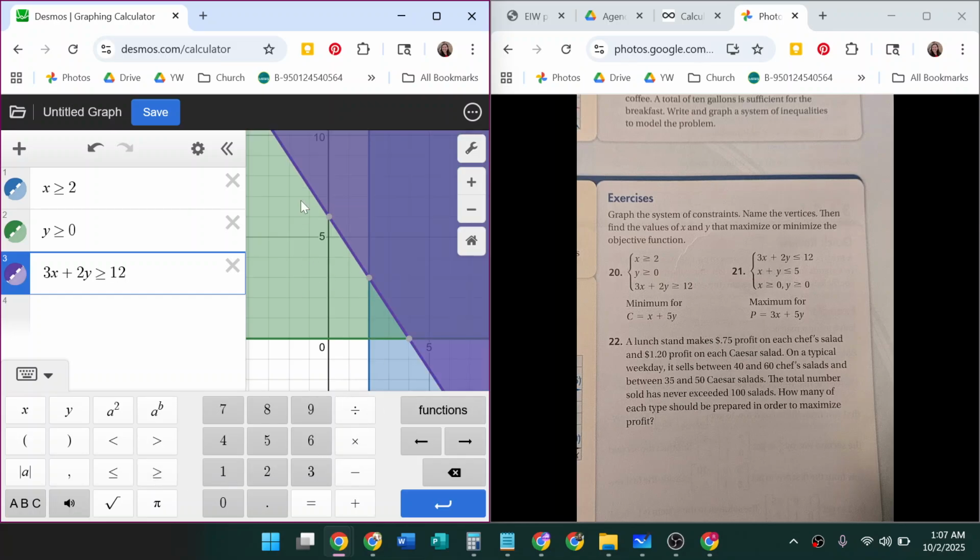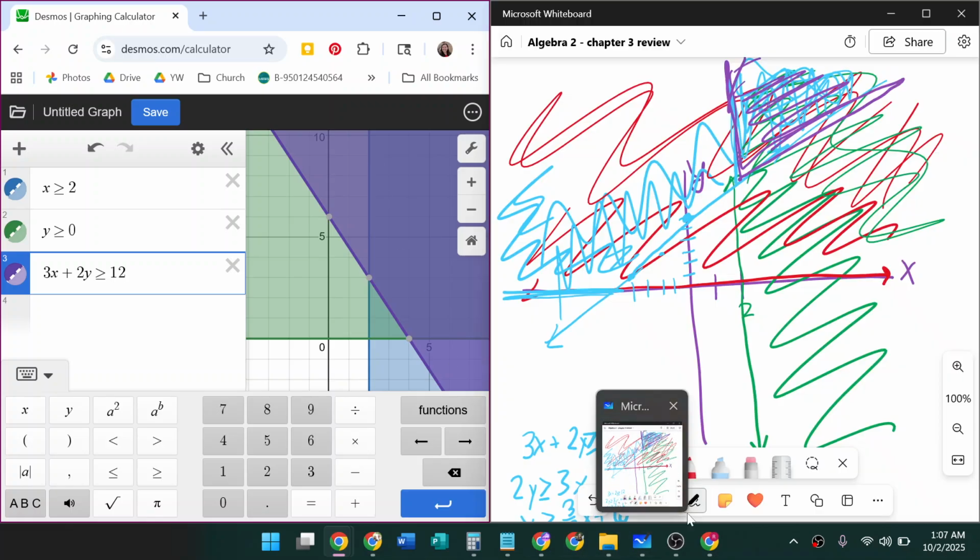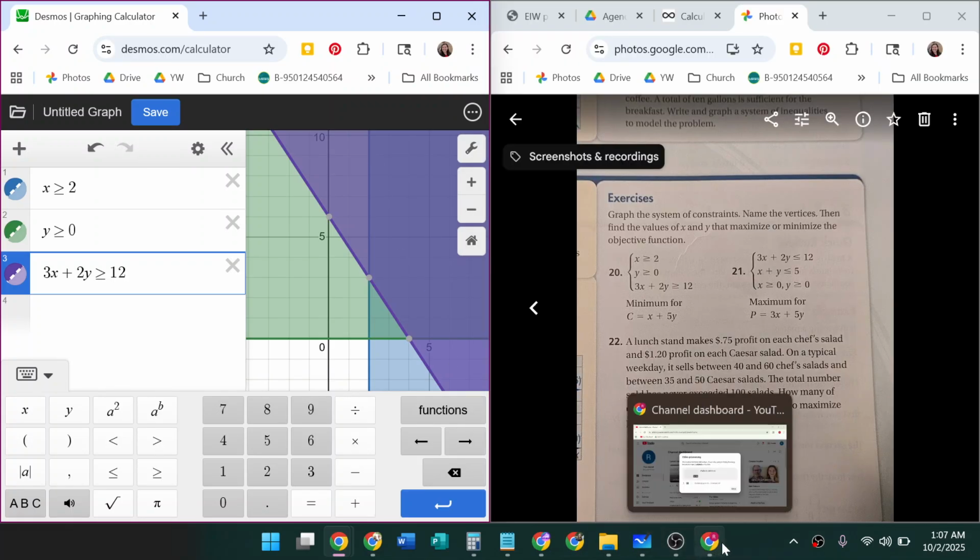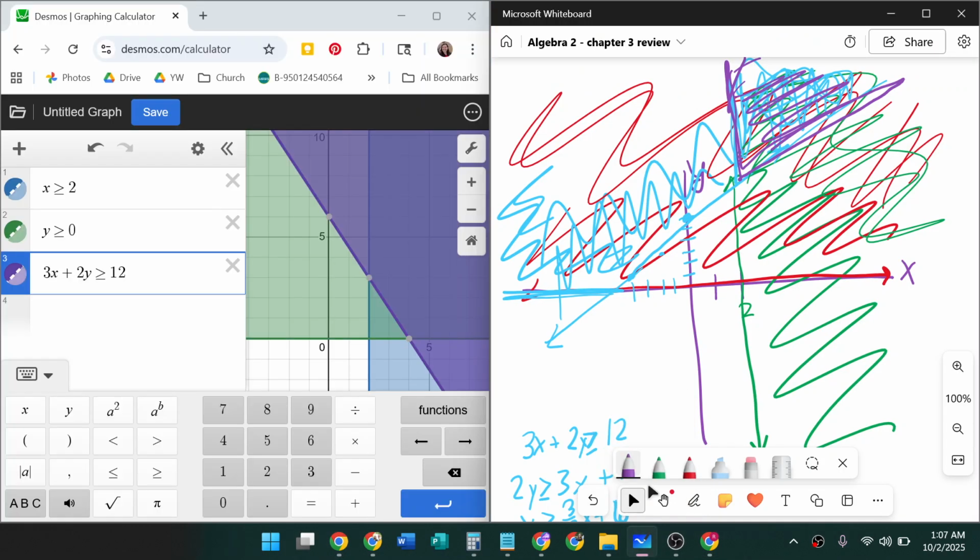Alright, so here's our... Oh, you know what? I just realized I made a mistake. I did not make my 3x negative when I moved it over. That made my slope totally wrong. This blue line should have been sloping the other way.